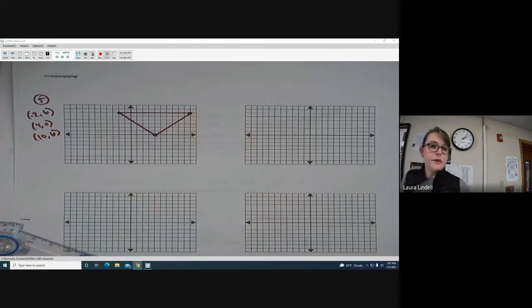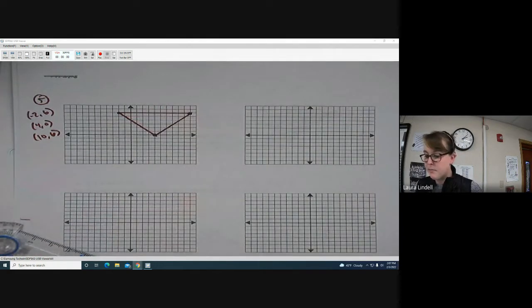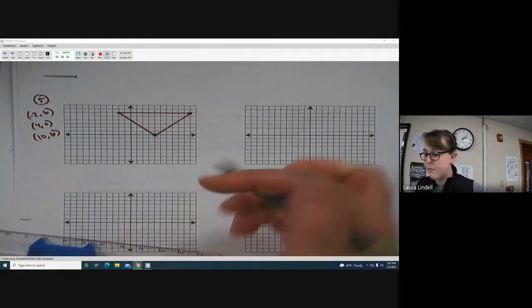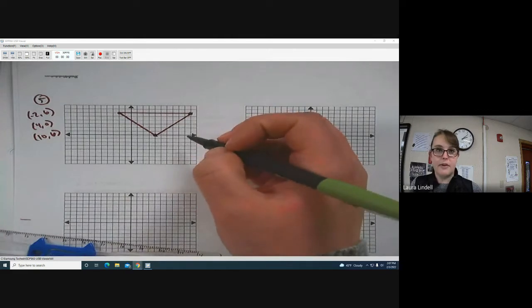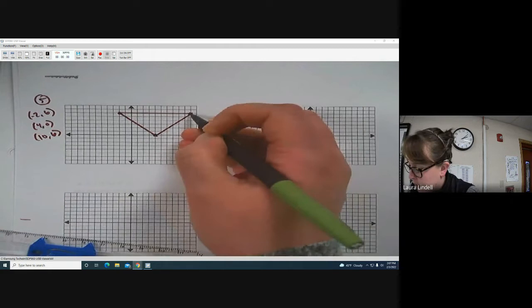And what we want to do is draw the medians. So to draw the medians, you need to find the midpoint of all of your sides. So to find the midpoint, you could use the midpoint formula. But since I'm doing this on paper already, I might as well just kind of count and figure it out that way.